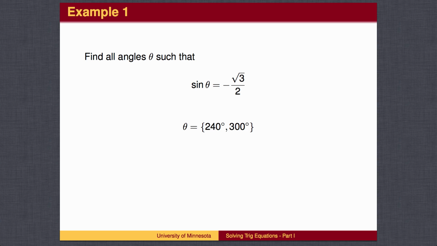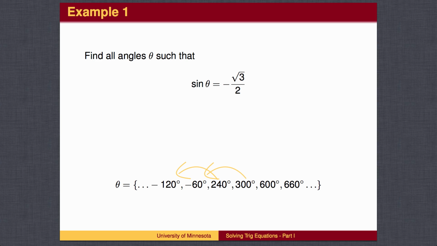We can travel forward around the unit circle to find additional solutions. By adding a full circle of 360 degrees to our initial answers, we will get other answers. We can continue adding 360 degrees as many times as we wish. We can also subtract 360 degrees to find other solutions.